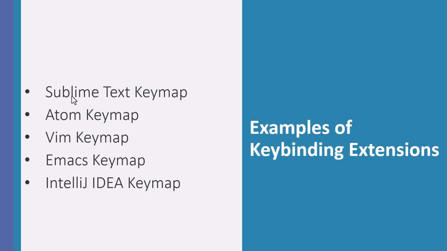So Sublime Text Keymap mimics Sublime Text keyboard shortcuts in VS Code, and Atom Keymap brings Atom editor's key bindings to VS Code. Similarly, Vim Keymap integrates Vim's modal editing features into VS Code. So those who have used the Vim editor will have some idea about it, but it is out of context to discuss the Vim editor. And Emacs Keymap provides Emacs style key bindings for VS Code, and IntelliJ IDEA Keymap replicates IntelliJ IDEA shortcuts in VS Code.